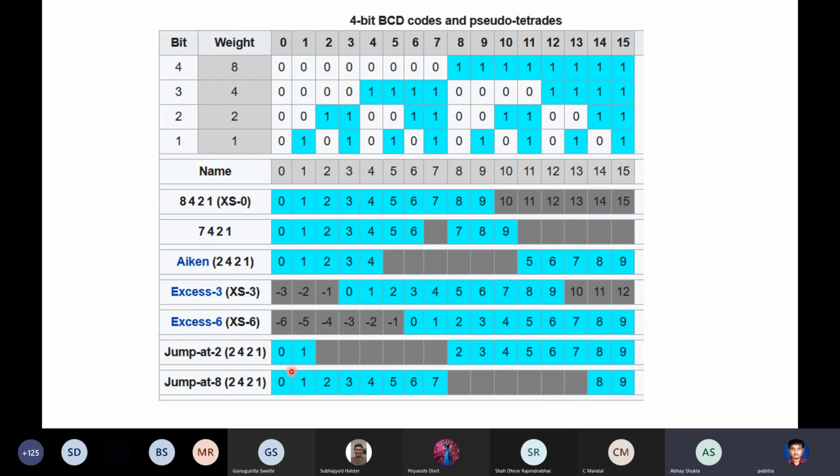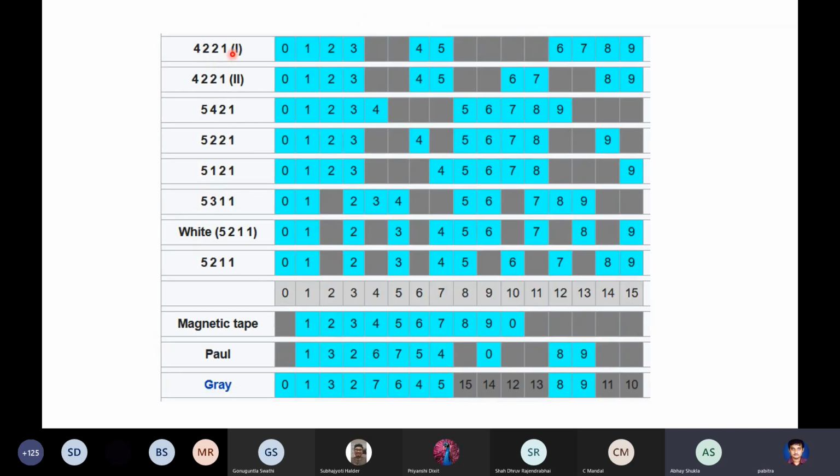Similarly, you can basically change your weights also. So this is a 4221 BCD. The fourth bit has a weight of 4, and so on. In fact, for that matter, you can have negative weights also. We'll give an example of negative weights. Right, so this is what is used.